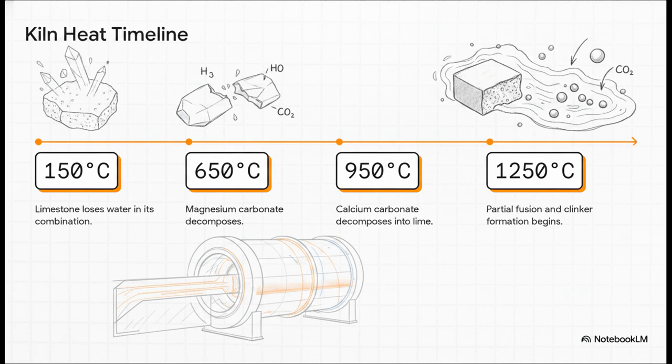This is where the calcium carbonate decomposes into calcium oxide, or lime, and starts releasing carbon dioxide. Finally, at 1250 degrees and above, about 20 to 30% of those raw materials become a partially molten slurry. And that is exactly where those small clinker marbles finally start to form.